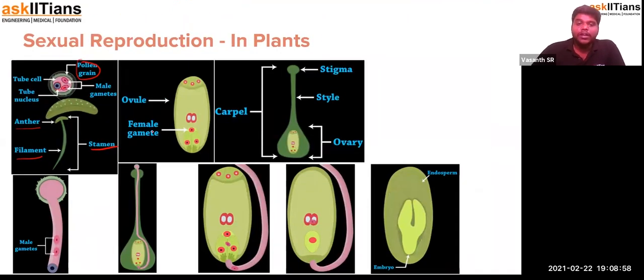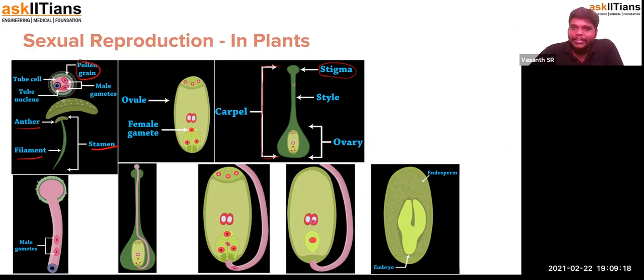Now, we'll see the female reproductive structures. The female reproductive structure involves the carpel. That's the female reproductive structure. The carpel involves the stigma. That's where the sticky substance and the nutritive material is available, and that has a specific function. We'll see them when we come to the interaction part, okay?